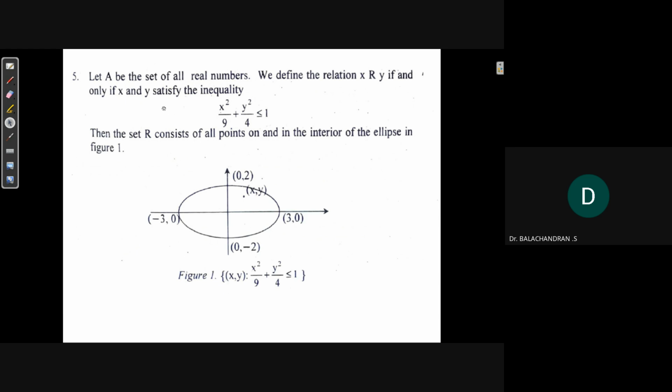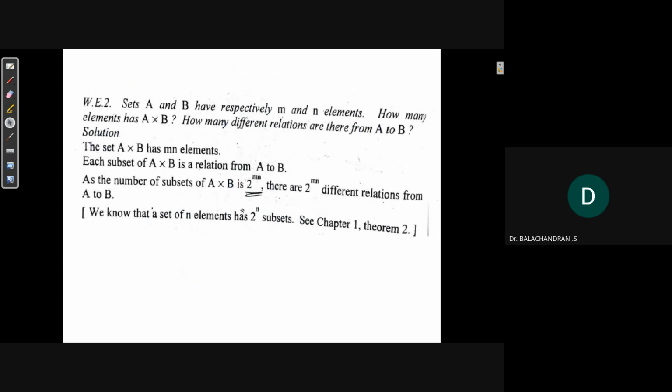R is equal to the set of all x comma y, the interior points, such that x and y satisfy this inequality: x squared by 4 plus y squared by 4 is less than or equal to 1. So it may be that this point lies on the boundary also. That is why it is mentioned that this relation R contains all the points on and in the interior of the ellipse. Okay, next.